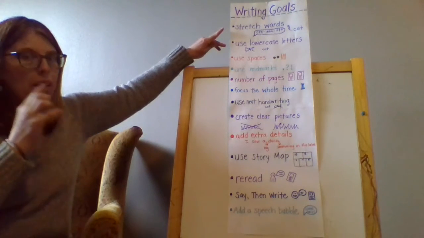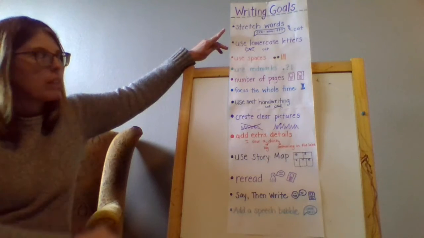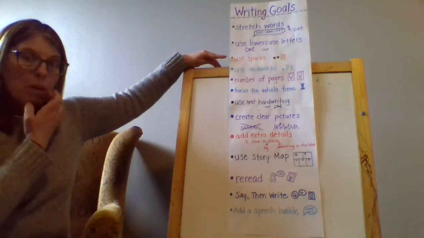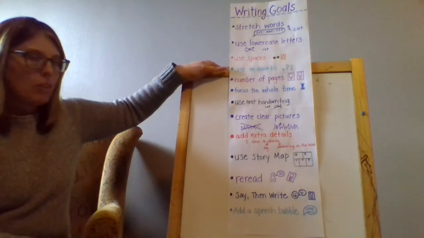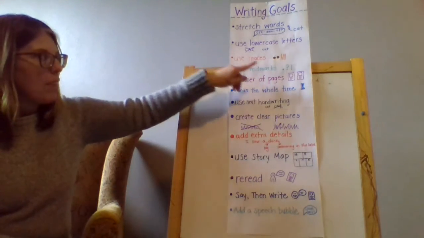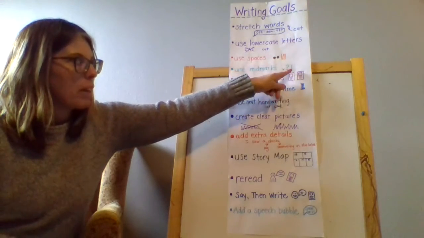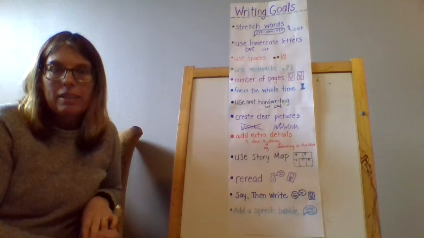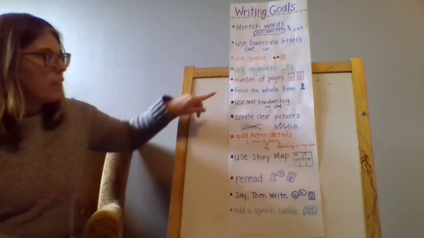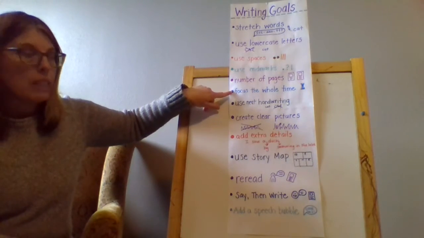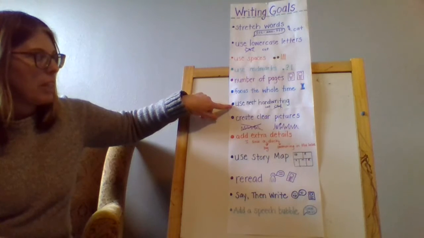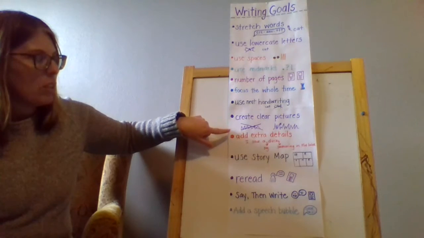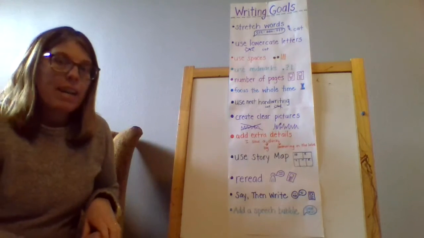Stretch your words out and write down all the sounds that you hear. Use lowercase letters. Use spaces, so meatball spaces and spaghetti spaces. Use end marks. At the end of a sentence, a period, a question mark, an exclamation point. Maybe you have a goal for the number of pages. I want to write 2 pages. Maybe your goal is to stay focused the whole time or to use neat handwriting, to create clear pictures, to add extra details.